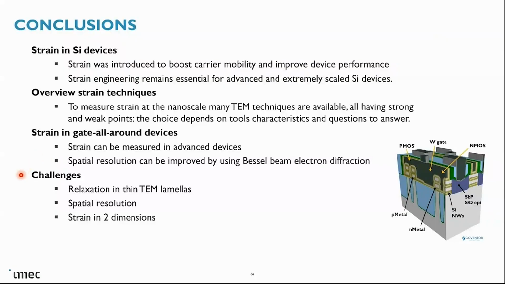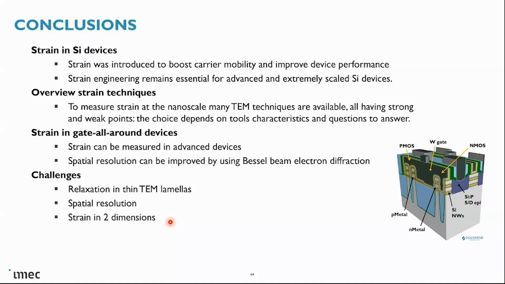In terms of challenges, I didn't speak about them specifically, but I mentioned the relaxation in the TEM lamella, which is something we need to keep in mind when we do these measurements. Spatial resolution is very important, and for some techniques it is limited. So it's something that is very important, especially going to extremely scaled devices.